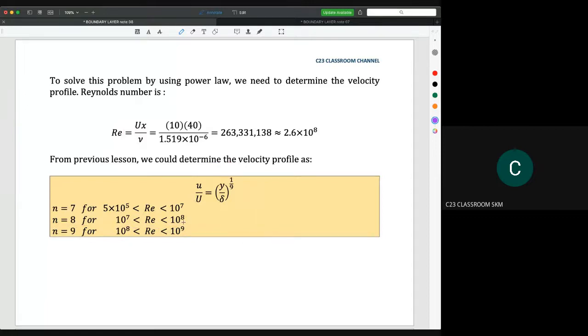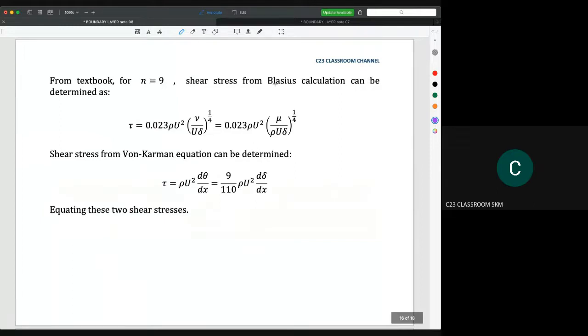So, what we need to do is, from this velocity profile, we start our calculation with von Karman, and then we equalize with the Blasius calculation. So let's say the Blasius calculation for n equal to 9 is given as this one. This is the shear stress calculated by using the idea of Blasius. Some textbooks give you nu over U delta, and some textbooks give you mu over rho U delta. Please do not confuse yourself, because it is actually the same equation.